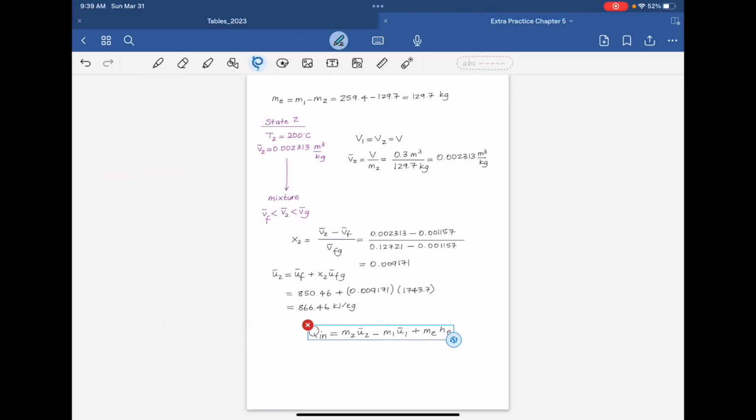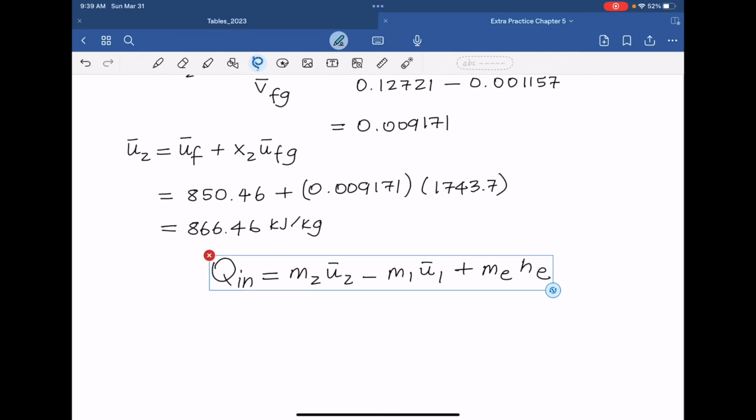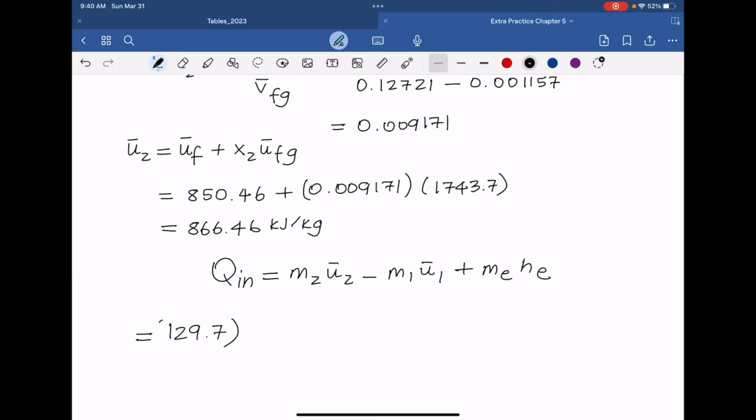Let's copy that energy balance into the page, plug in the numbers and solve it. So this is going to be a long equation, so I'm going to ignore the units and just write the numbers. M2 was 129.7 and U2 was 866.46, which we just calculated. M1 was 259.4 and U1 was 850.49.